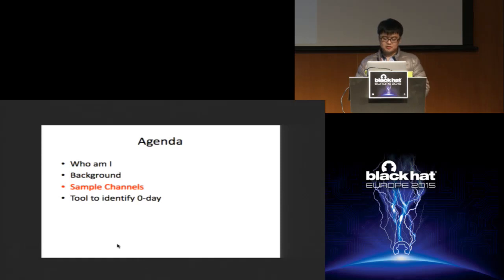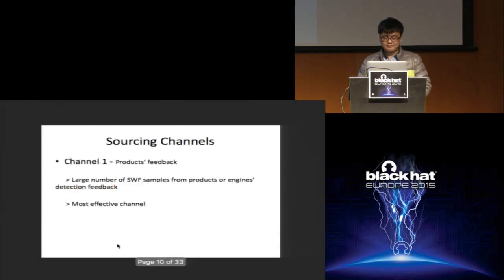So I will introduce some sample channels I use. The first sourcing channel is product feedback. There is a large number of SWF samples from products' or engines' detection feedback, and new feedback comes in every day. These samples are effective because they have been filtered by products' or engines' detection rules.